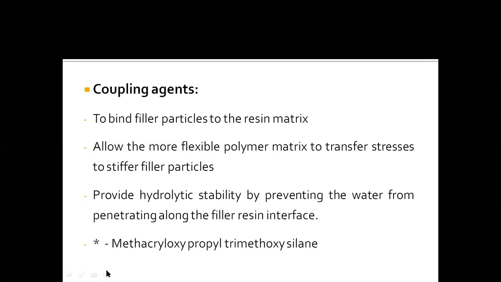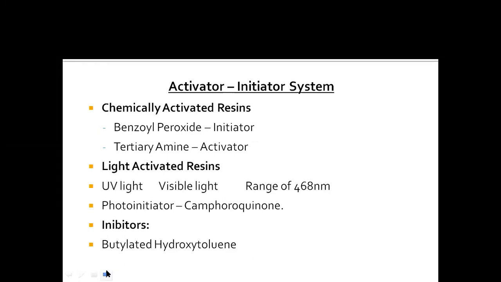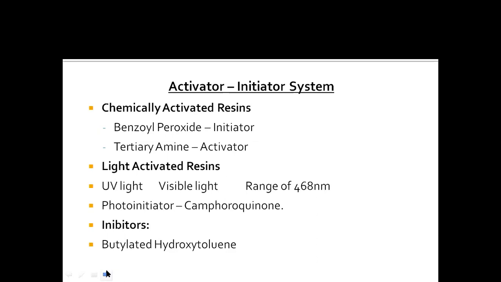Remember that. Now, what is the activator initiator system in your composites? Benzoyl peroxide is the initiator. Tertiary amine is the activator. Now, in light activated resins, what is the visible light range? That is 468 nanometers, and the photoinitiator is camphorquinone. What is the inhibitor in your composites? You have butylated hydroxytoluene. Butylated hydroxytoluene is your inhibitor. This is just the basic composition of any composite.